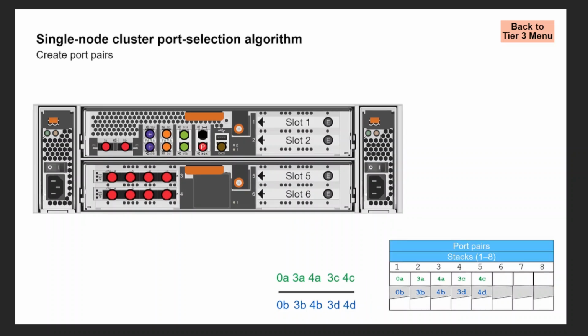The next step of the port selection algorithm is to eliminate single points of failure, or SPOFs. If you pair ports 0A and 0B, you create 2 SPOFs. The first SPOF is that the ports share an ASIC. The second is that the ports are on the same circuit card, in this case, the system board.